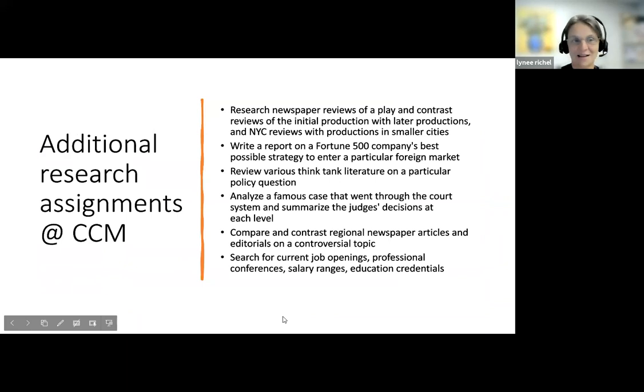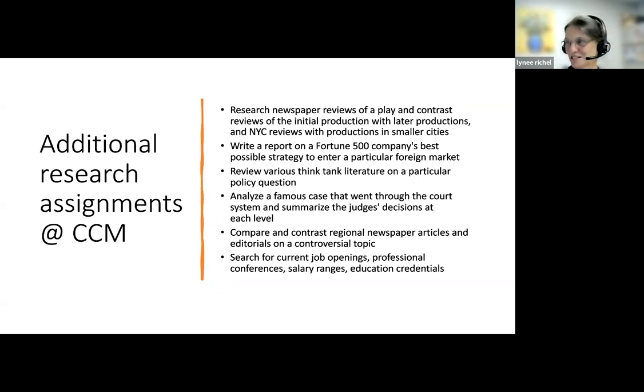Additional research assignments I have here: looking at a Fortune 500 company's best possible strategy to enter a foreign market, using a lot of databases, news stories, looking closely at annual reports. Reviewing think tank literature on a particular policy question was something that was assigned by a political science professor.